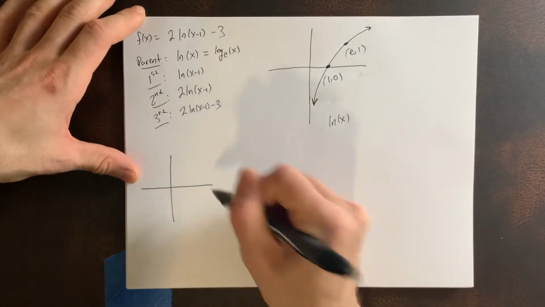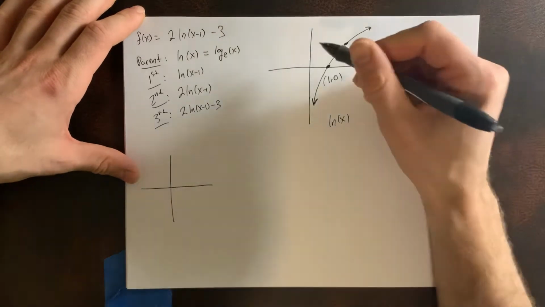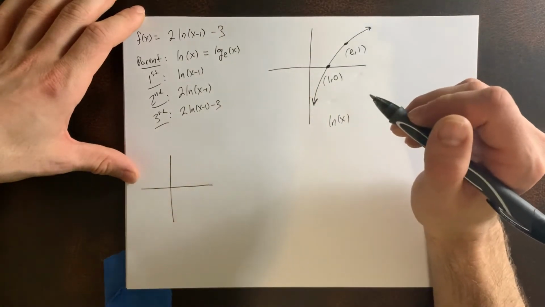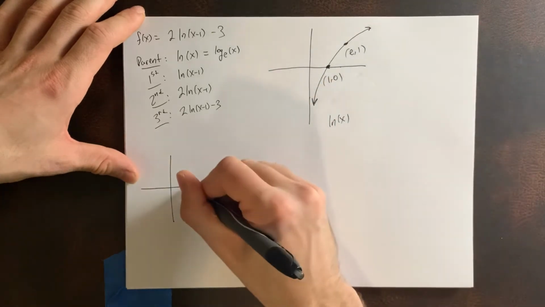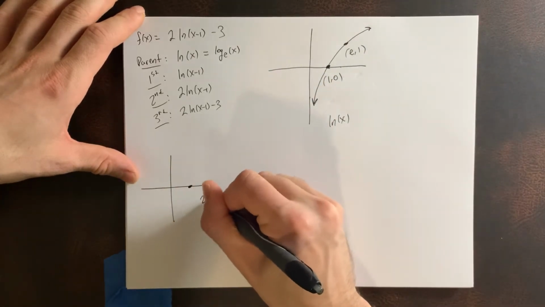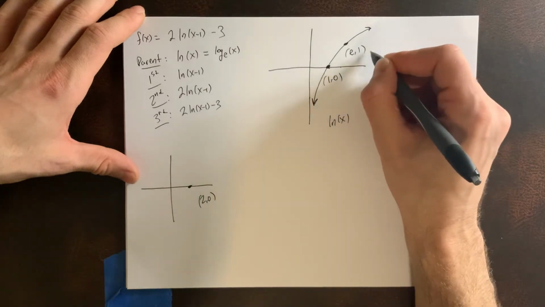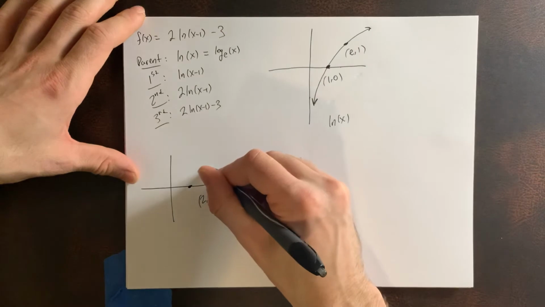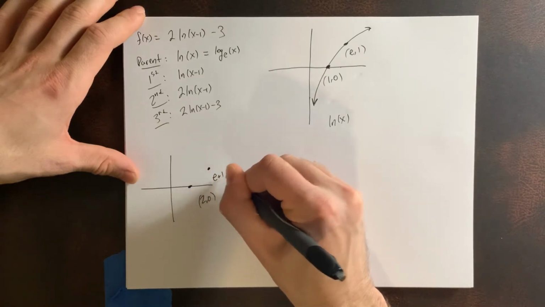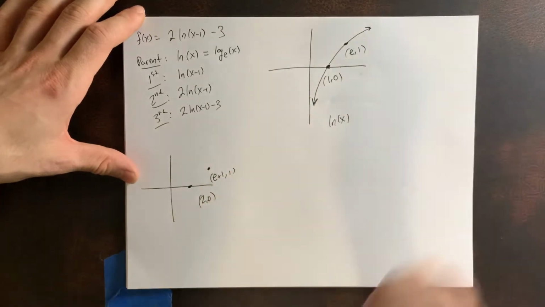So let's draw another graph. Remember, we'll start with the points. We're moving all these points over 1 unit, so move this over to the right, now it's going to be at 2, 0. Move this one to the right 1 unit, now it's going to be at e plus 1, comma 1. So that gets moved over to the right.